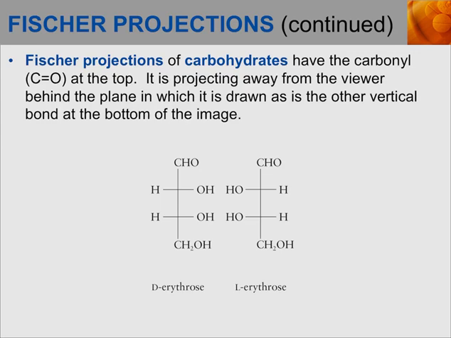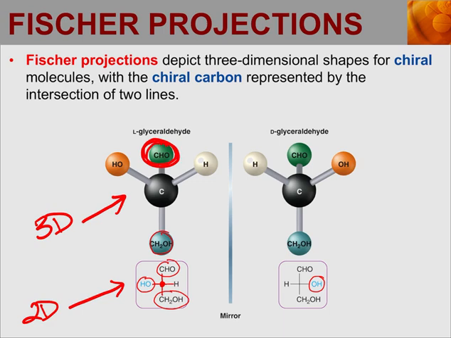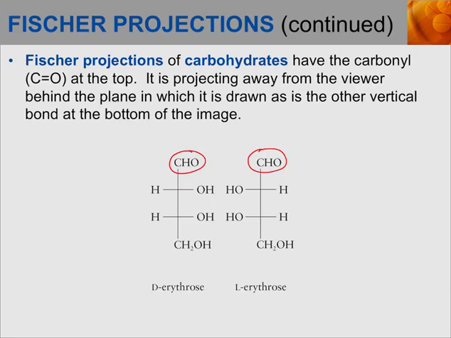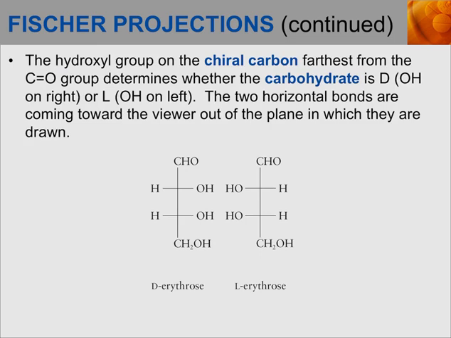So again, in Fischer projections of carbohydrates, the carbonyl group, so the aldehyde or the ketone, will always be at the top. The reason we do that is it should be projecting away from us, kind of similar to our three-dimensional drawing. Notice that the aldehyde's kind of pointing away. That's also true for CH2OH. That should be kind of pointing away from us. The hydroxyl group towards the bottom is also really important. This is how we determine whether we have an L version or a D version of our carbohydrate.